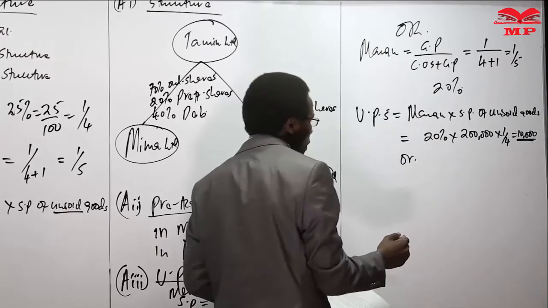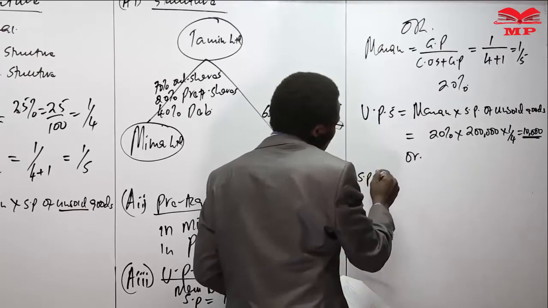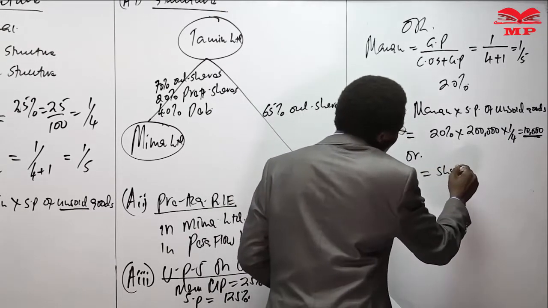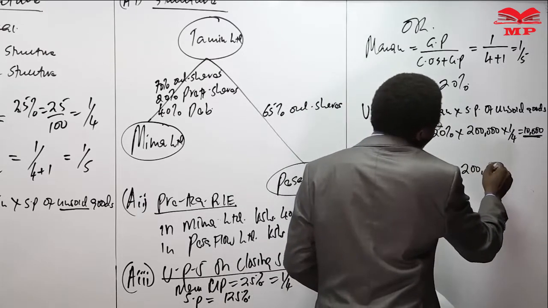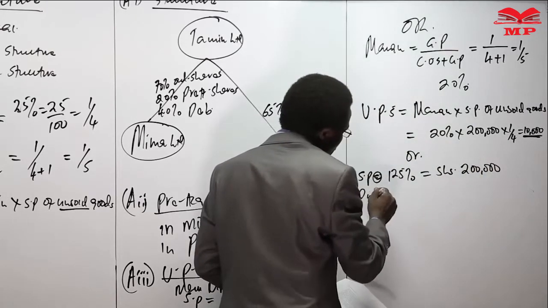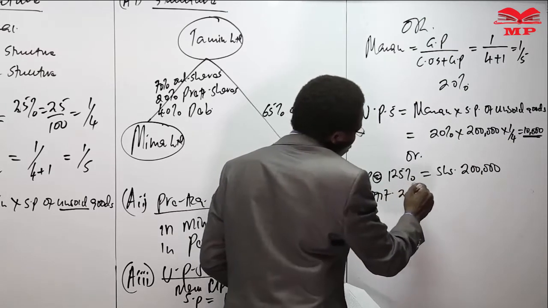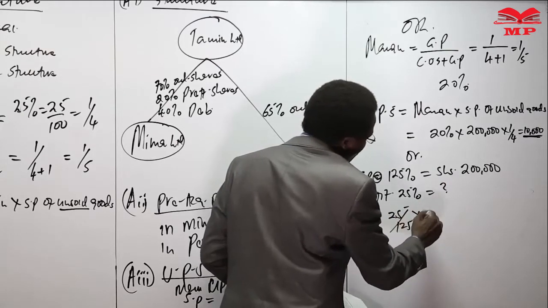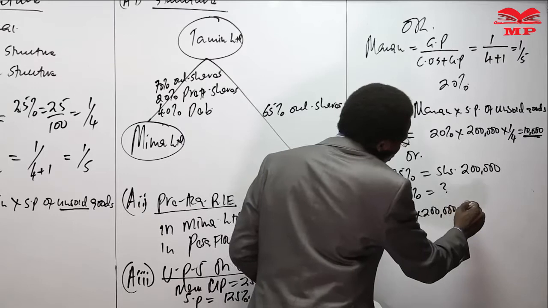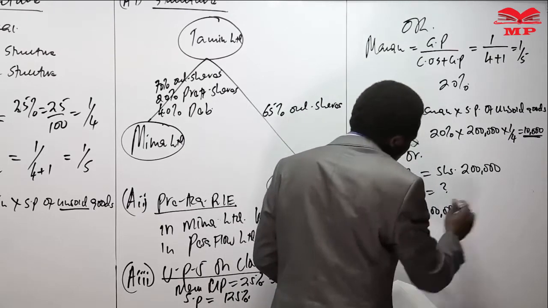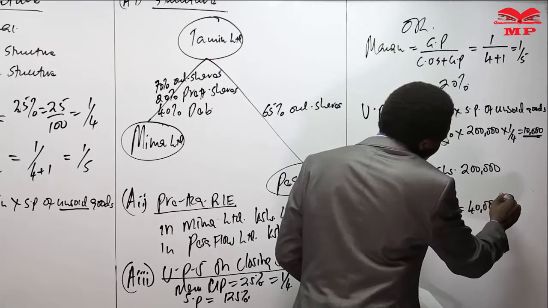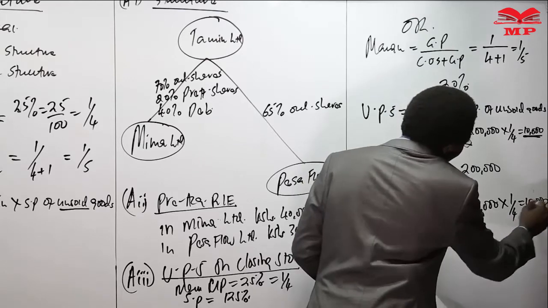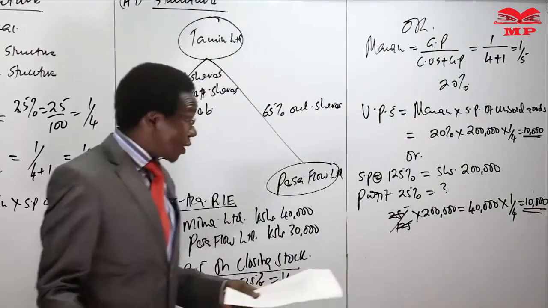Or we use a markup. The selling price is 125%, which equals 200,000 shillings. So the total profit reported is 25%. What will it be? 25 over 125 times 200,000, then you get the total profit as 40,000. Out of that, a quarter has not been realized, so we have 10,000. That's something we can use as an alternative.